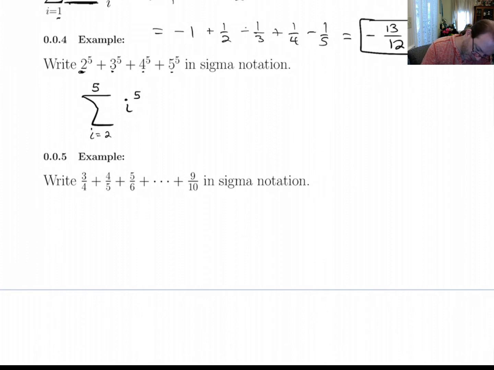All right, this one down here is a little different. On each one of these, notice what's going on. The denominator is always one more than the numerator. So I would write this as I plus 1 on the bottom and I on top. And let's see, I starts at 3 and it goes up to 9.